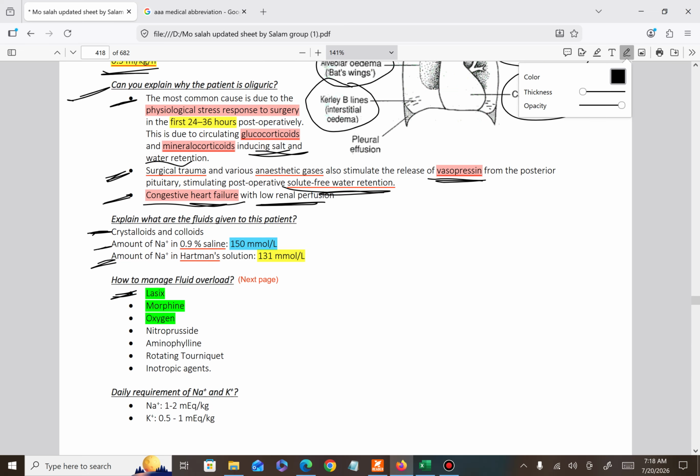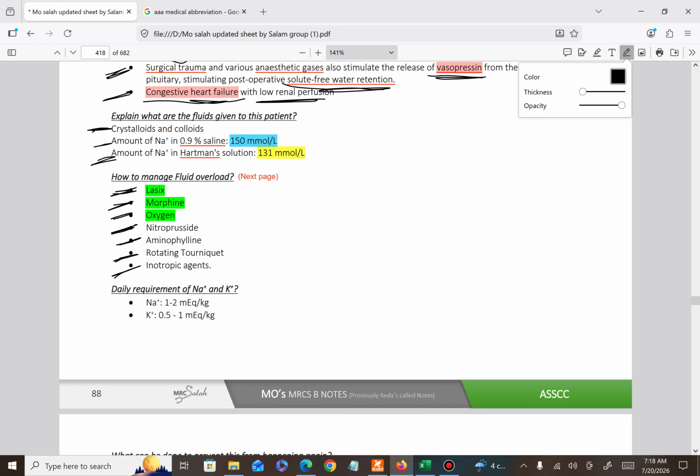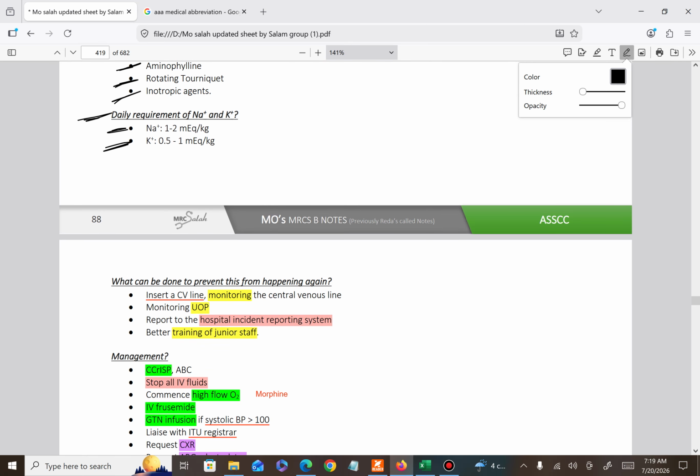So we can give Lasix, morphine, oxygen, nitroprusside, aminophylline, rotating tourniquet, inotropic agent. Daily requirement of sodium and potassium. Sodium is 1 to 2 milliequivalent per kg, while potassium is 0.5 to 1 milliequivalent per kg. What can be done to prevent this from happening? So first they insert a CV line, monitoring the central venous line, monitoring urine output, report to the hospital incident reporting system, better training of junior staff.